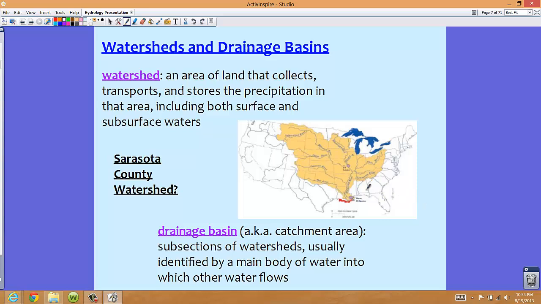Now, we're going to talk specifically about Florida soon, but just know that Florida actually has several management districts, several watersheds around Florida.